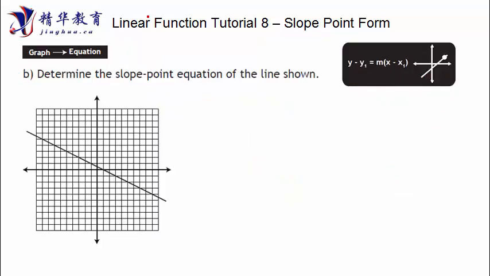Here, we have a graph and we need to write it into an equation. If we have a graph here, we need to write it into slope point form. This question is the reason why sometimes slope point form is better than slope intercept form. Let's see why. We have a line here.